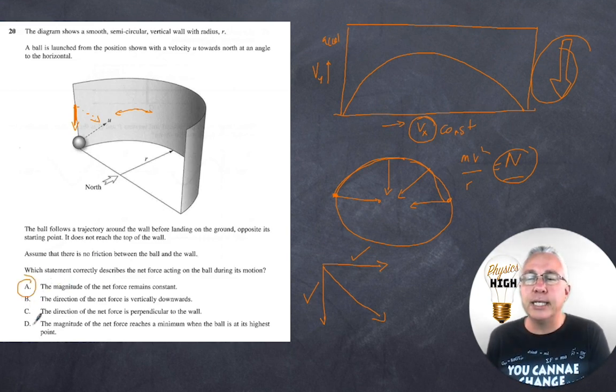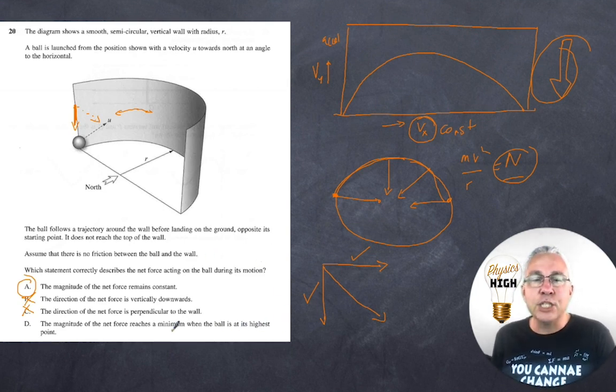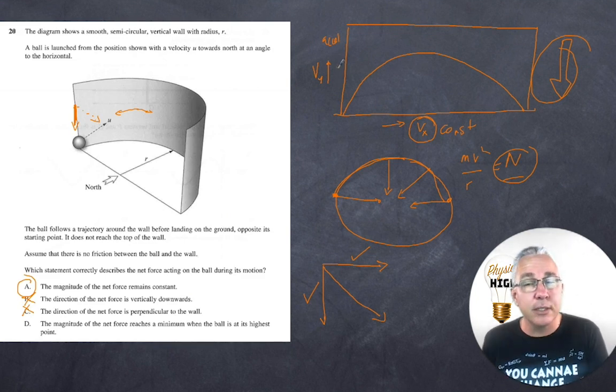Let's have a look at B, C, and D just to be sure. B, the direction of the net force is vertically downwards. No, it's not, because there's also the centripetal force, so that's incorrect. C, the direction of the net force is perpendicular to the wall. That is incorrect, because you have to allow for gravity. And finally, D, the magnitude of the net force reaches a minimum when the ball is at its highest point. This option is saying that the vertical component is contributing to it. That is not the case.